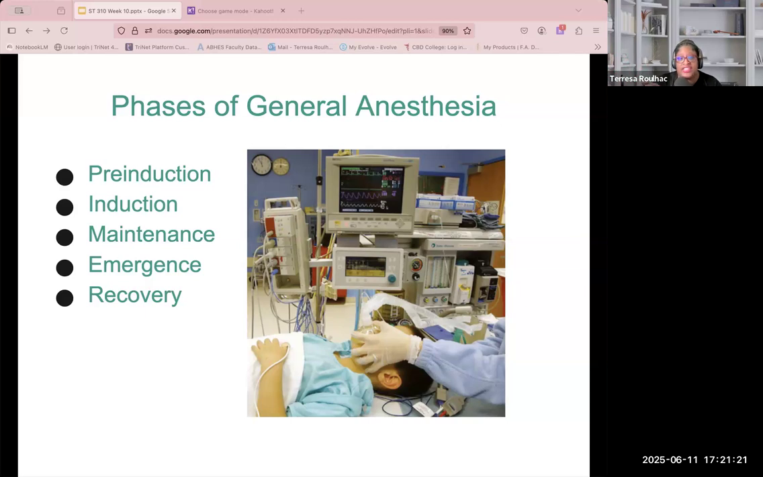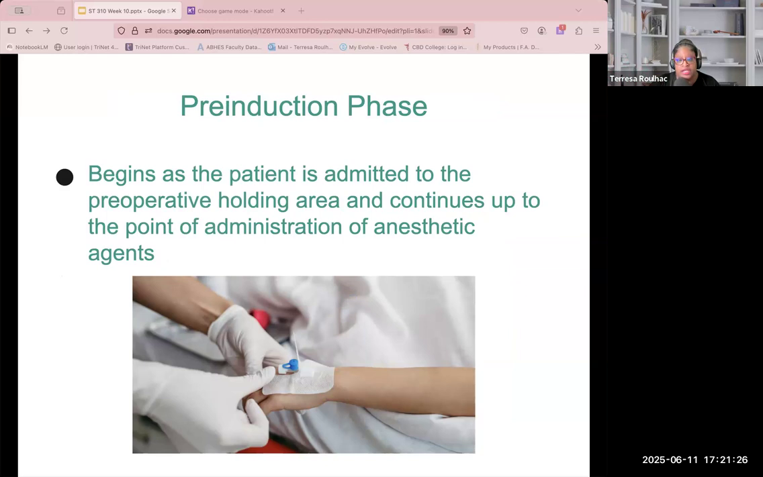So let's break these phases down just a little bit more, starting with pre-induction. Again, patient's coming into the room. We are looking at the patient's health, the readiness. They're getting them physically and psychologically ready.